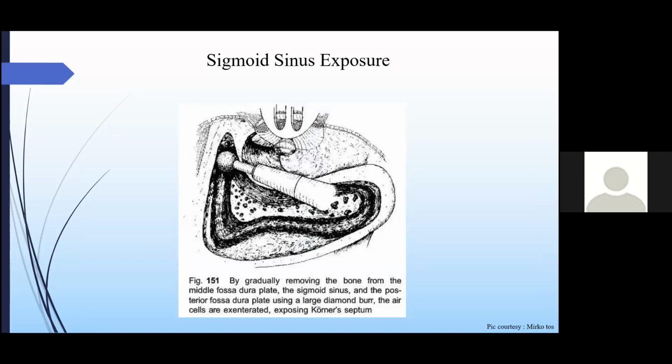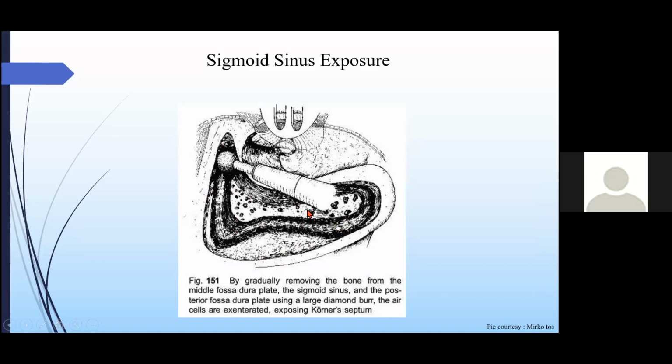So once we are done with the clearance of the cells or the disease from the sigmoid sinus plate, we have to decide whether we are able to proceed with the medial disease clearance or not. If we are able to clear a limited disease on the medial aspect of the sigmoid sinus or sigmoid plate, then the sigmoid need not be exposed. The complete bone removal is not required, and we can proceed to the antrum exposure.